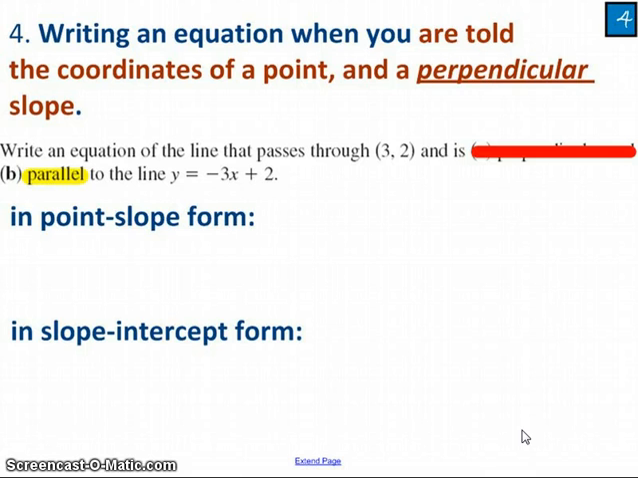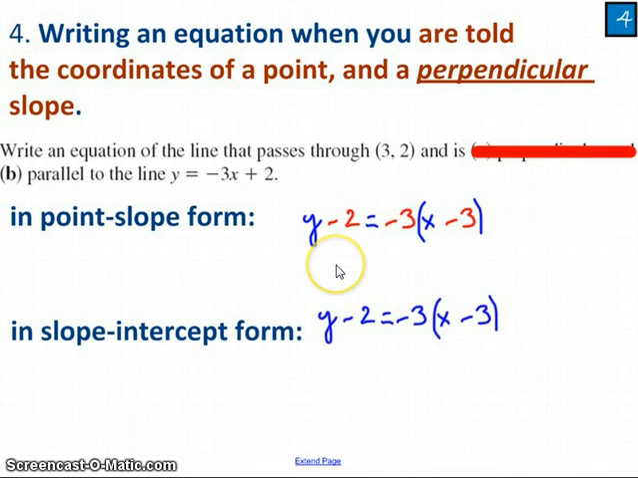Okay, what happens though if I ask you to do the same thing, but I tell you your new line is going to be parallel to this line? Well, now the slope is -3. I'm going to go a little more quickly through it now. I said the slope's -3, but otherwise it's the same setup as the previous slide.